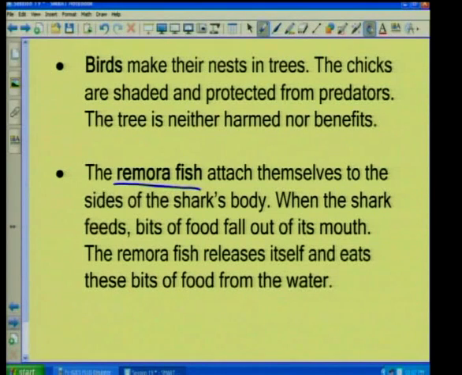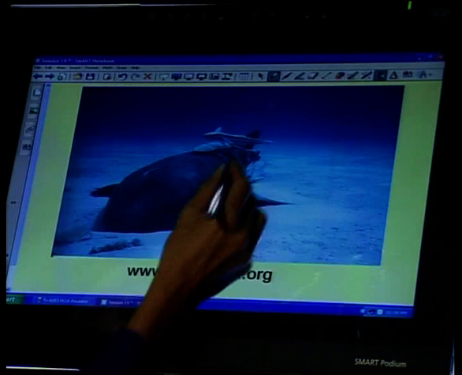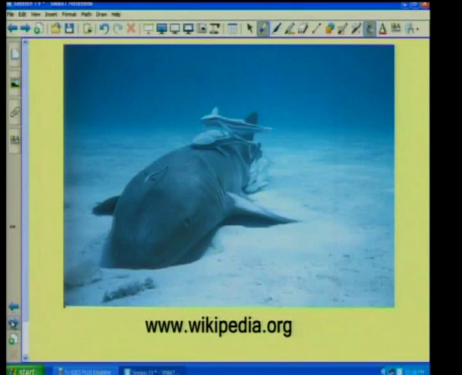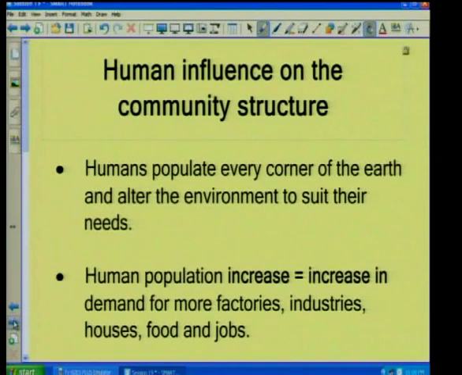The remora fish. Now, the remora fish attach themselves to the sides of a shark. And as the shark moves around and it eats, little bits of food fly out of the shark's mouth. So the remora fish detach themselves and they catch that food. So they benefit, and the shark actually doesn't care. The shark just swims happily on. Here is a picture of a shark, and there your remora fish. They attach to the shark and they just swim along, and as the shark lets food come out of the sides of its mouth, they benefit.